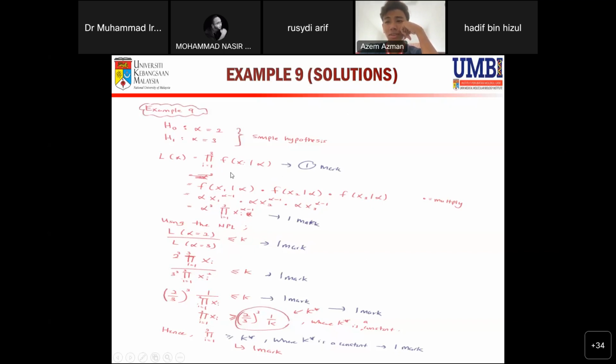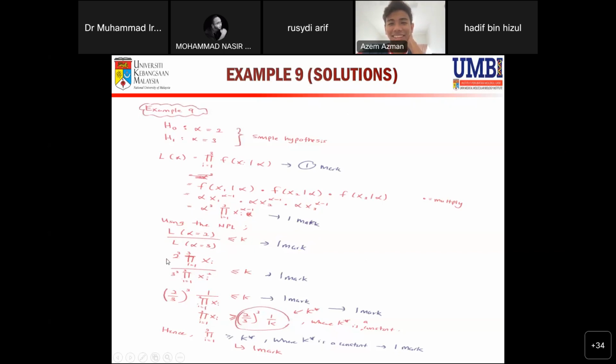So we'll get 1 mark when you specify the likelihood function correctly, and when you obtain a general form of the likelihood function, you will get another mark. Okay. So when you define the right Neyman-Pearson lemma, in this case, the likelihood under the null hypothesis, which is alpha equals 2, divided by the likelihood under the alternative hypothesis, which is alpha equals 3, less than or equal to k, then we'll get another mark there.